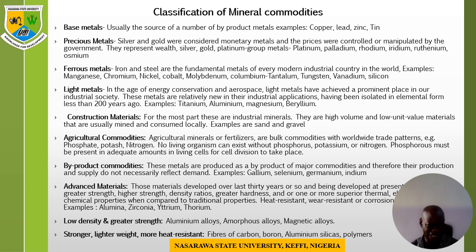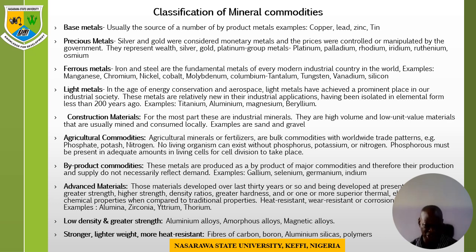The light metals: in the age of energy conservation and aerospace, light metals have achieved a prominent place in our industrial society. These metals are relatively new in their industrial application, having been isolated in elemental form less than 200 years ago. Examples are titanium, aluminum, magnesium, and beryllium. Construction materials, for the most part, are industrial minerals. They are high in volume, low unit value materials that are usually mined and consumed locally, for example, sand and gravel. Agricultural minerals, or fertilizers, are bulk commodities with worldwide trade patterns, e.g.